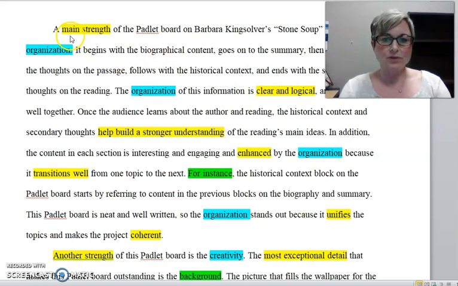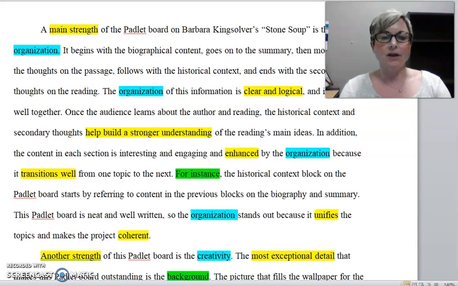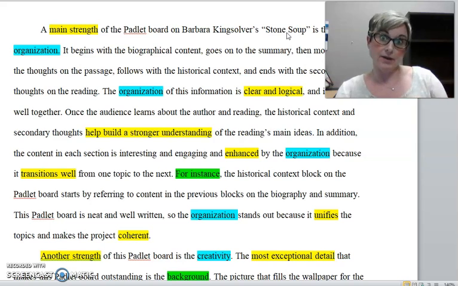You can see that they have a topic sentence that starts out naming, what are we talking about? The Padlet board. What's it about? It's about Barbara Kingsolver's Stone Soup. So you're picking a reading, the same reading that you did your summary paper on. You want to look through and see who did a Padlet on that reading, and then you're going to look at that Padlet, and that's what you'll evaluate.